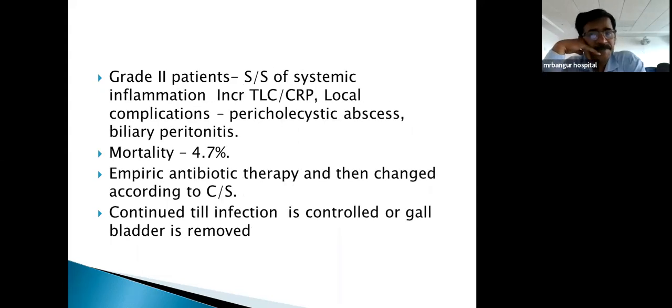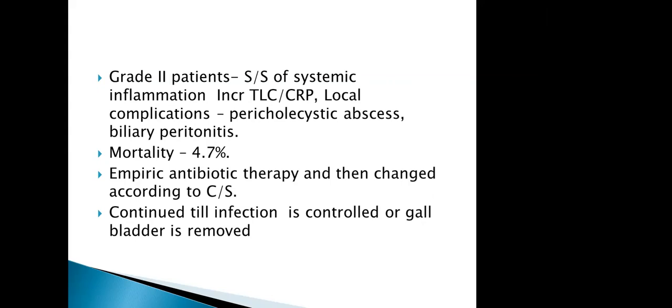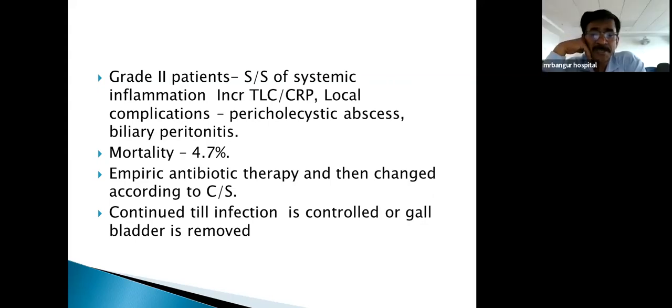In grade 2 patients, there are signs and symptoms of systemic inflammation. Patients have increased TLC and CRP. There may be local complications like pericholecystic abscess and biliary pancreatitis, and there may be mortality of about 4.7%. In this patient, one has to start empiric antibiotics based on the flora in the biliary tree, and then the antibiotic has to be changed depending on the bile culture obtained during operation, and these are continued till the gallbladder is removed.